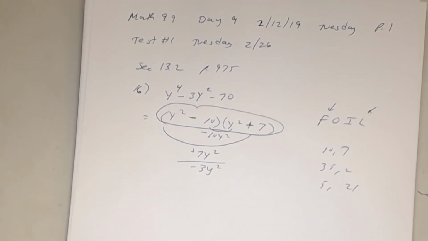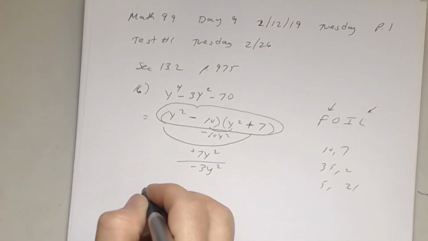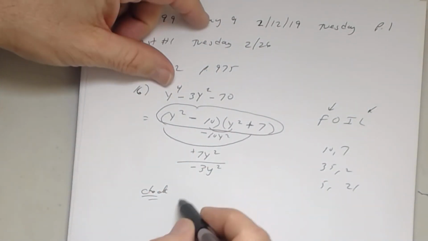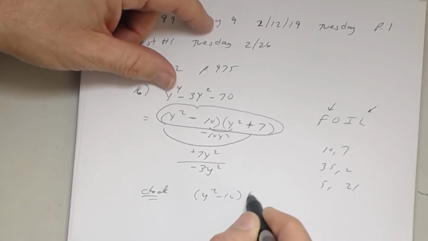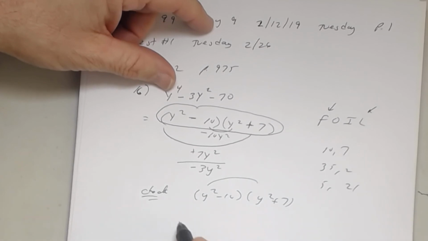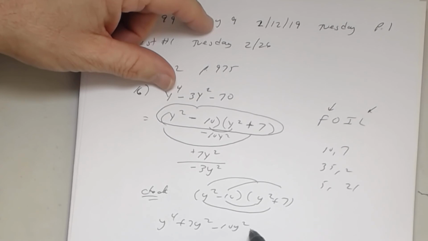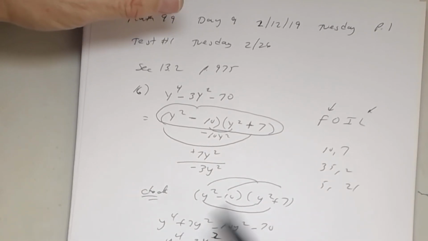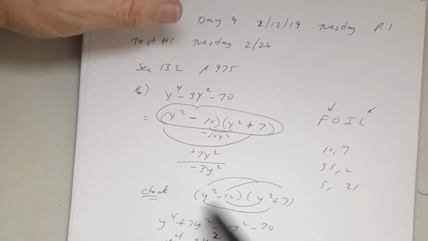Now, one of the worksheets is going to ask you to check by foiling. It's going to tell you what I want by that. So you're just going to FOIL it out. You're going to say y squared times y squared is what? Right, y to the fourth. What's the outer? 7y squared. What's the inner? And what's the last? When you add them up, what do you get? Minus 3y squared minus 70. Okay, so that's your checking. You just check your answer using the FOIL method. That's one of the worksheets you had to do, the first worksheet that you turned in.